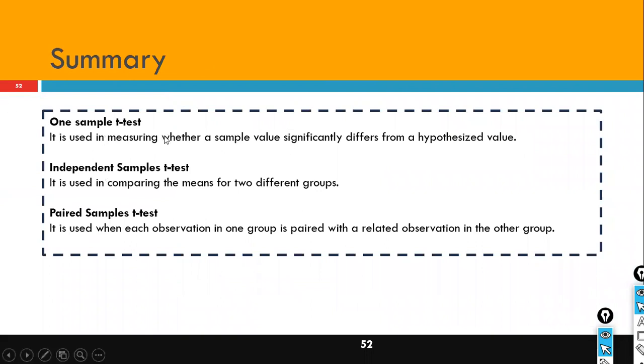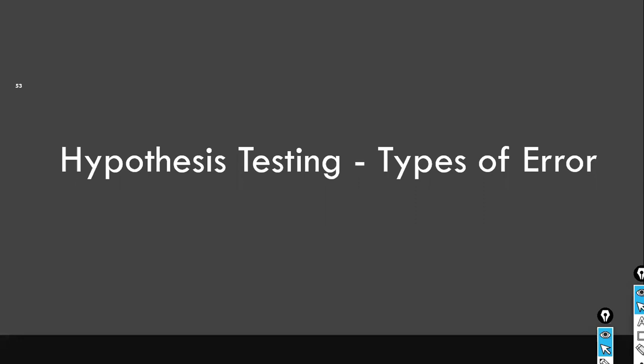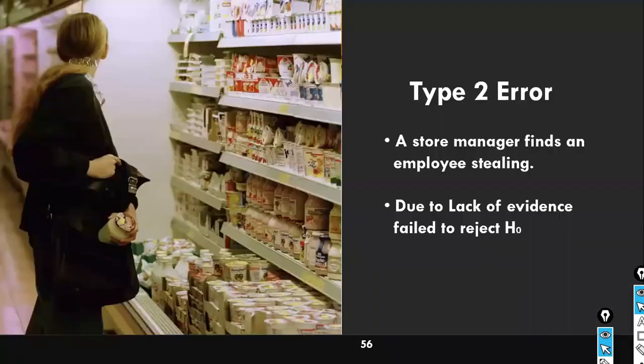To summarize, the one sample t-test measures whether a sample value is significantly different from a hypothesized value. That is what we are testing in the one sample t-test. The independent sample t-test compares the means of two different groups. And the paired sample t-test is used when each observation in one group is paired with a related observation in the other group. That is what we do in these tests. Hope you understood all these three types of hypothesis tests. I'll give you some assignments. You can work on those assignments so that you are able to understand all those things.